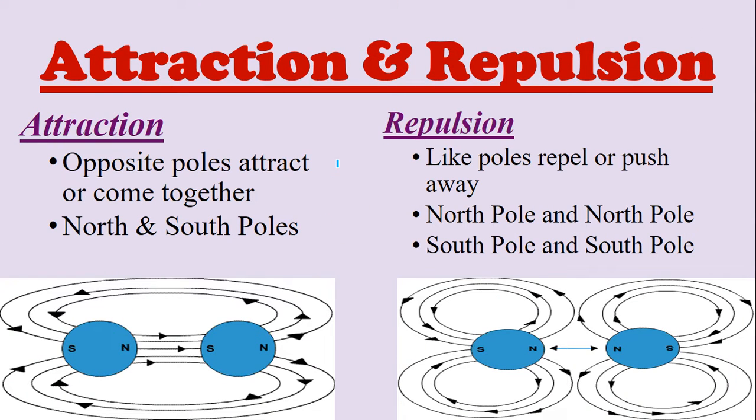Now, when we talk about magnets and attraction and repulsion, the same thing applies as with electrical charges: opposites attract and likes repel. Opposite poles will attract and come together, so a north pole is attracted to a south pole. In repulsion, like poles repel each other. A north pole will repel another north pole, while a south pole repels another south pole.